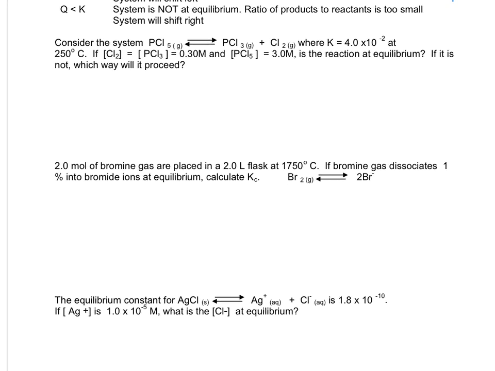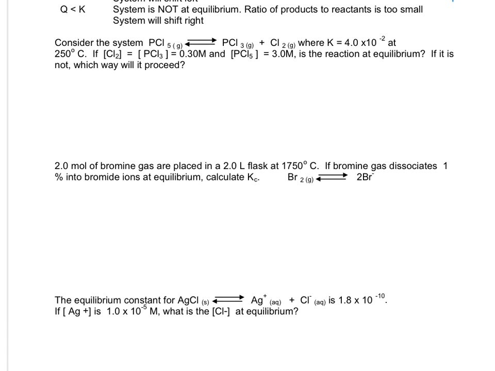So let's try a problem here. It says we want to consider the reaction for the decomposition of PCl5 into PCl3 and Cl2. They give us the value for K at 250 Celsius. They give us the concentrations of Cl2 and PCl3 and PCl5. So they give us all the concentrations. They don't say these are the equilibrium concentrations. They just say these are the concentrations right now. We want to know, based on that, is the reaction at equilibrium? And if it's not, which way will it proceed until it reaches equilibrium?